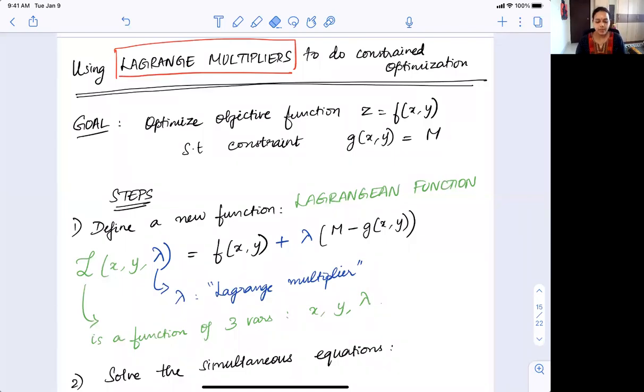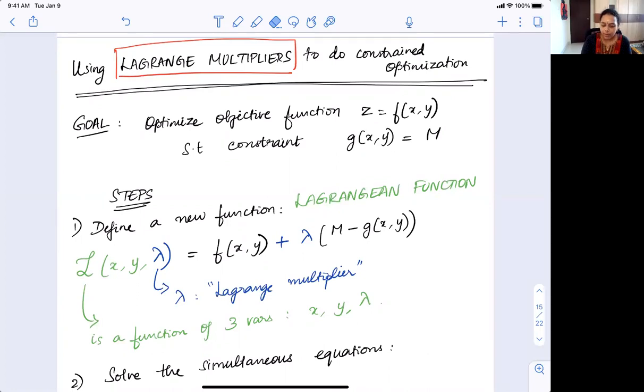Hello everyone. In continuation with where we left off in class today, we're dealing with constraint optimization, and this video is going to go over a different method to solve constraint optimization problems. This method is called the Lagrangian multiplier approach. Lagrange is the mathematician who came up with this approach, so the method is named in his honor.